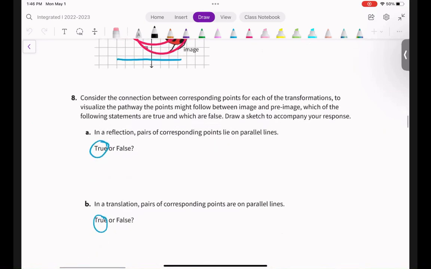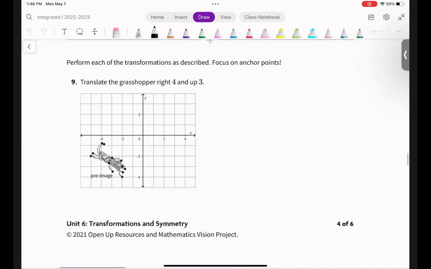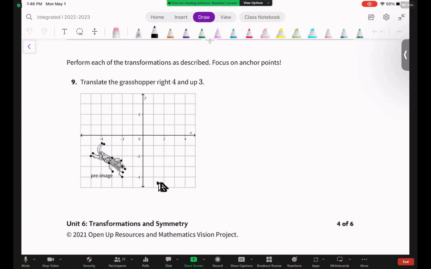Okay. So now what I want you guys to do is try this number 9. It says perform each translation as described and focus on your anchor points. So here's your little cricket or whatever, and they want you to translate the grasshopper right 4 units and up 3 units. I don't expect a perfect drawing, but you need to take your anchor points and put them where they should be. So go ahead and do that, and let me see what you guys get as your answer.